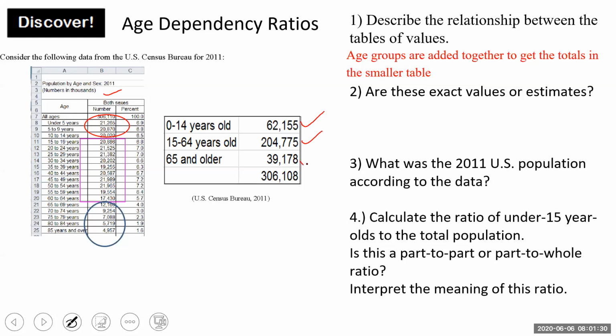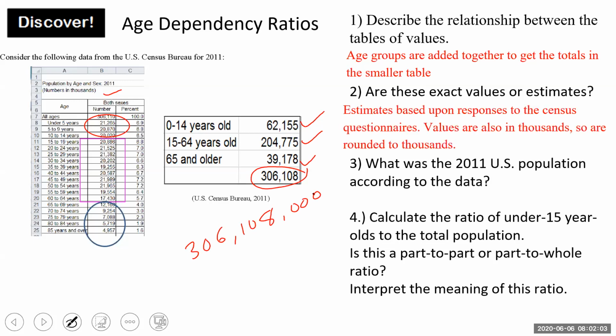And then 65 and older gives us this total as well. Okay, now, if you put everything together, you have a grand total of that. And don't forget that this is in thousands. So this number, as you see, really is in millions. Because if I make this 1,000, the total will be 306,108. I add 3 zeros because it's in thousands. And I have 306 million. Okay.